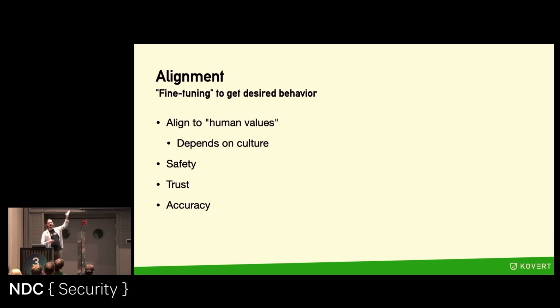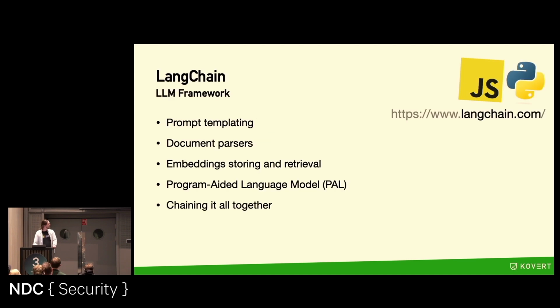So why we do this is to get the behavior we want, and also to align to our human values, which obviously depend on culture. For safety, trust, accuracy, all that stuff. This is why we do alignment, but it's basically just fine-tuning to get desired behavior. You can also do fine-tuning on a model on your own if you want to specialize the model for your use case. It doesn't really increase security any, but you can do it if you have some application-specific or domain-specific knowledge that you'd like it to be able to recall easily.